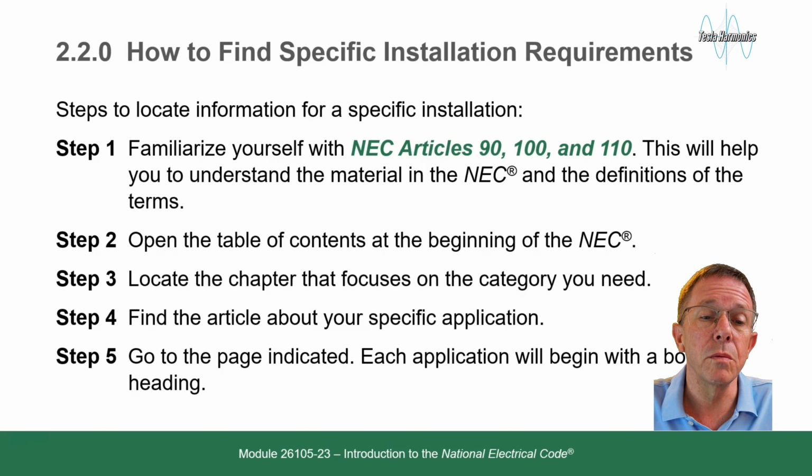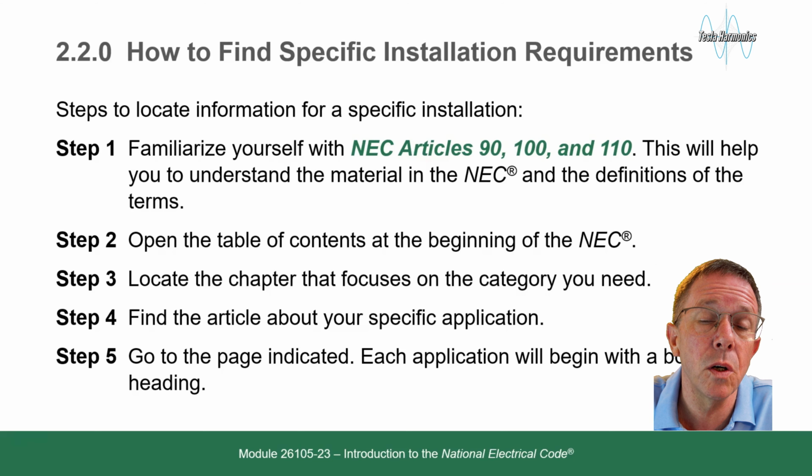Step 1. Familiarize yourself with NEC Articles 90, 100, and 110. This will help you to understand the material in the NEC and the definitions of the terms. Step 2. Open the table of contents at the beginning of the NEC. Step 3, locate the chapter that focuses on the category you need. Step 4, find the article about your specific application. Step 5, go to the page indicated. Each application will begin with a bold heading.